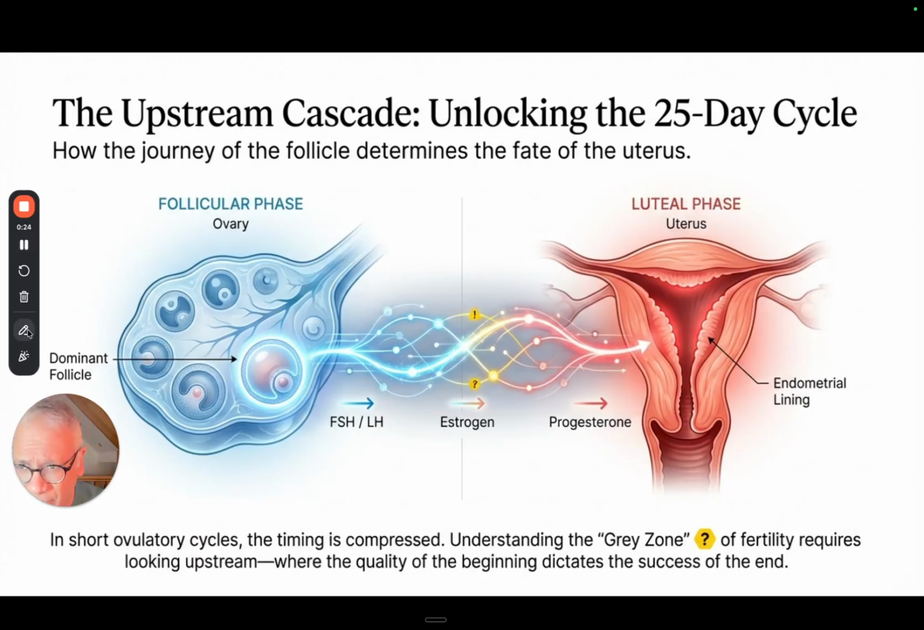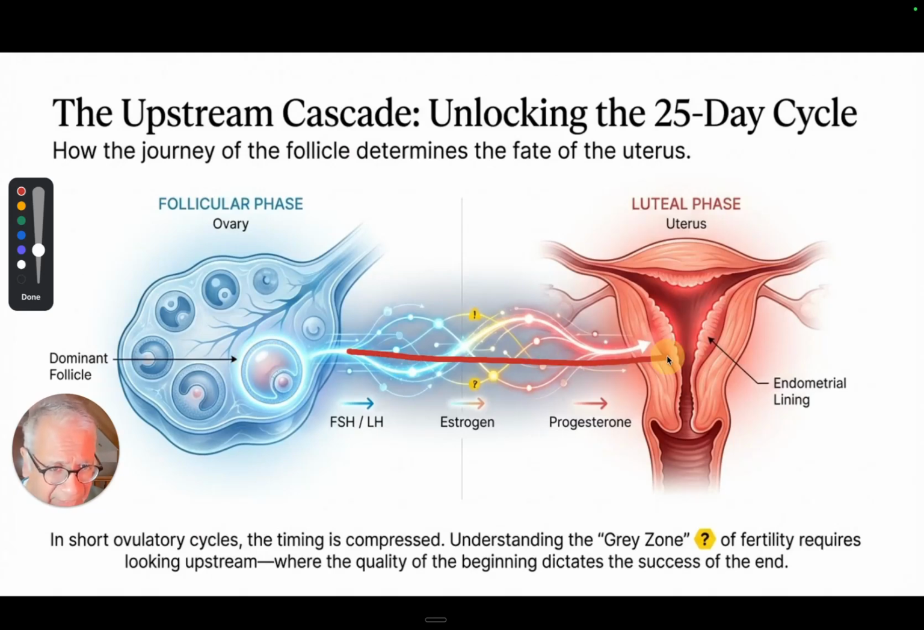This all starts from the egg. What happens? It releases progesterone, and that has an effect directly on the uterine lining. So it's twofold. If you're looking at luteal phase defect, you're looking at a twofold effect. In short ovulatory cycles, the timing is compressed. Let's understand the gray zone of fertility requires looking upstream, which means looking beyond just the uterine lining, where the quality begins to dictate the success till the end.